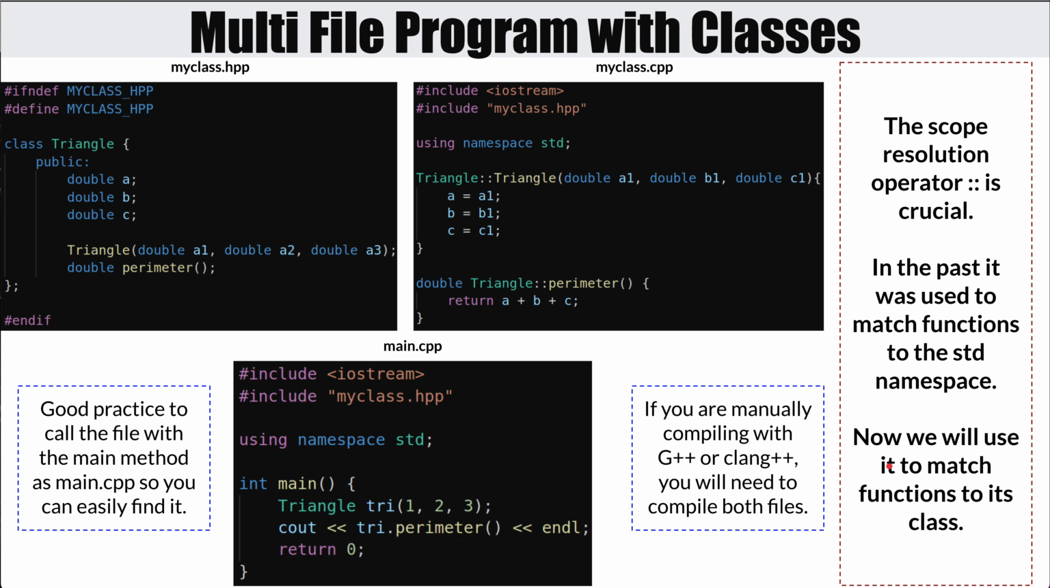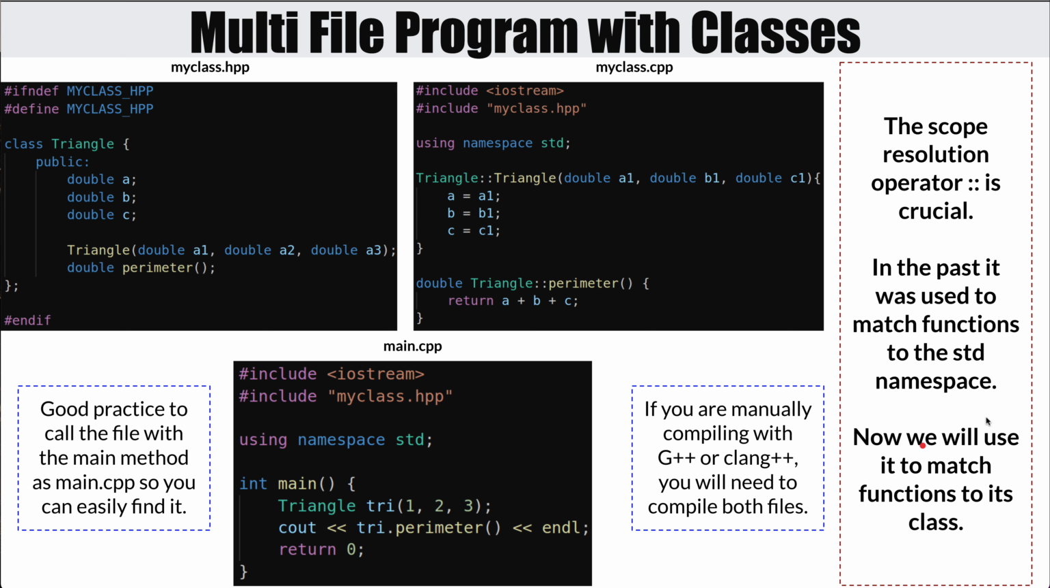So again, we're keeping the file with the main method nice and clean. The only real difference here is this scope resolution. You can't just put the word triangle and put the word perimeter. You have to do the scope resolution so it knows where to find it. Now, in the past, we used that scope resolution for namespace. It's like the same thing. And now we're going to use it to match functions to its classes. Outside of that, everything else is the same.